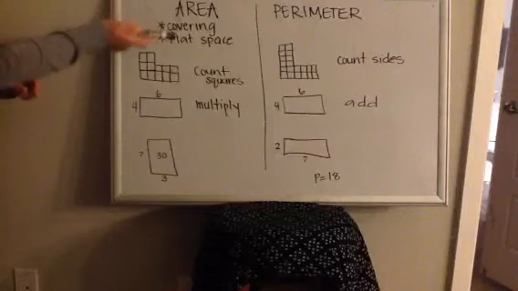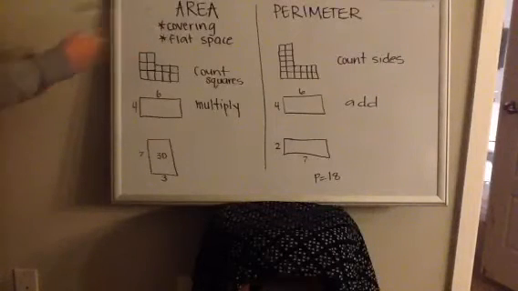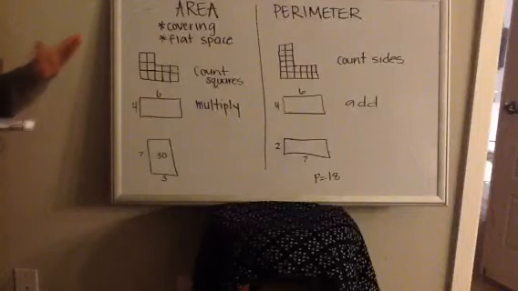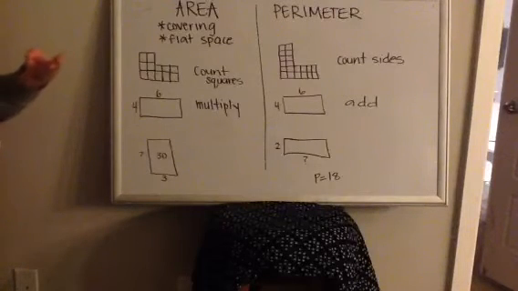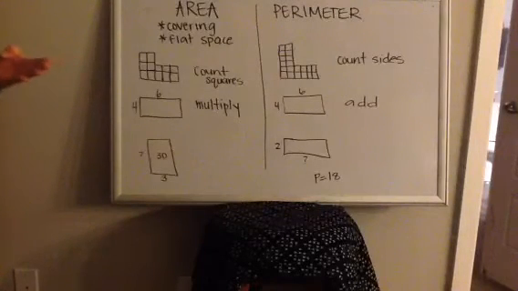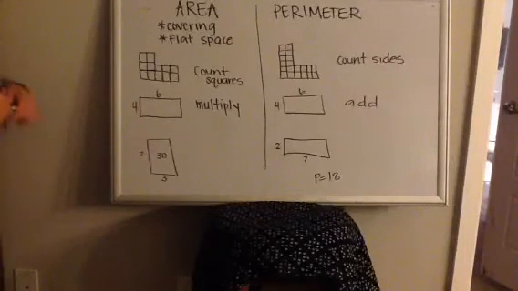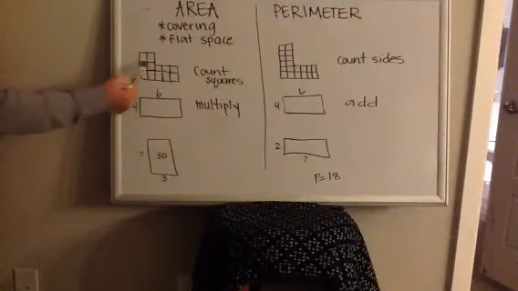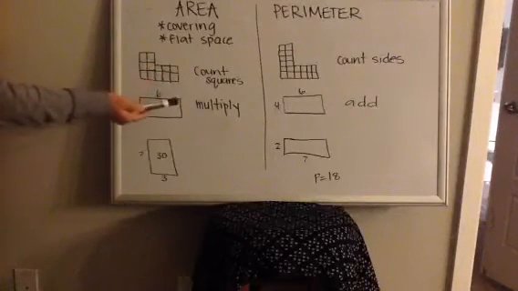So area is when you're covering up a space and it's all that flat space that's being taken up. So you might think carpet, paint, tile flooring, covering a space with grass seed, things like that, putting down a rug. All right, so there are two different main ways that you can find area. So the first way is you can count squares, because to cover up a space you use these squares, okay?